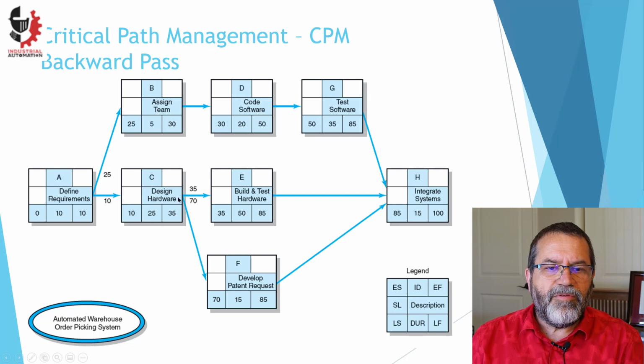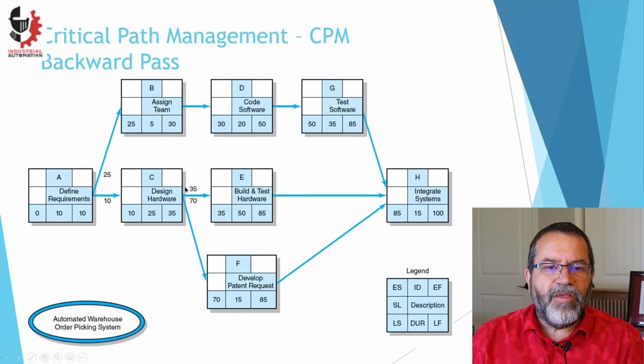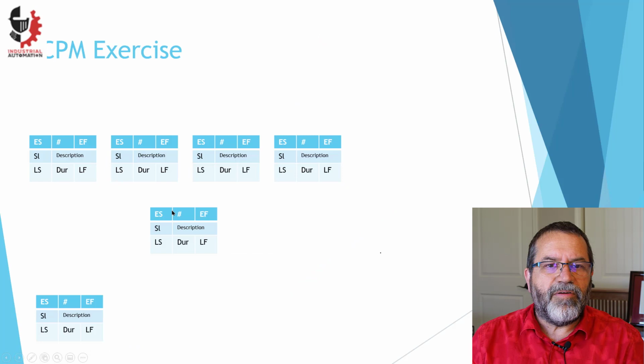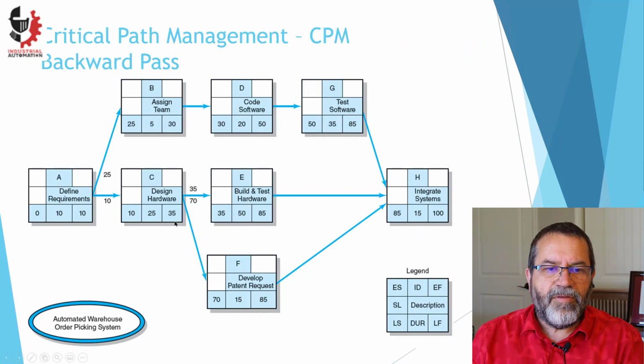You notice here we've got 2 connectors. So this one, latest start is day 70. This one, day 35. So now we have to take the smallest number, and that gets the latest finish at day 35 here. That's the backward pass.